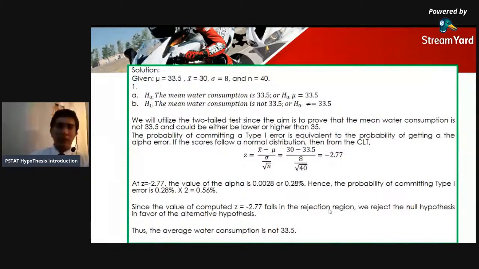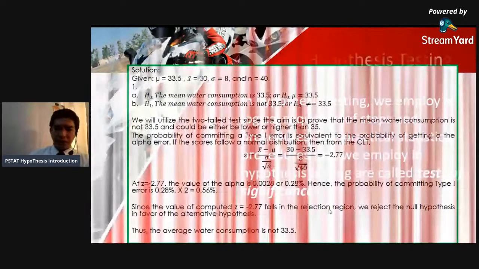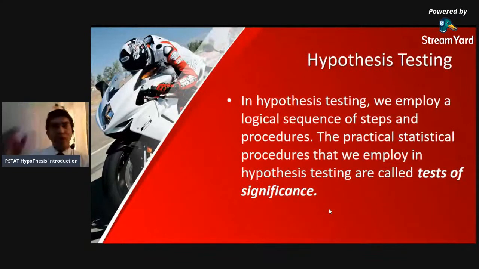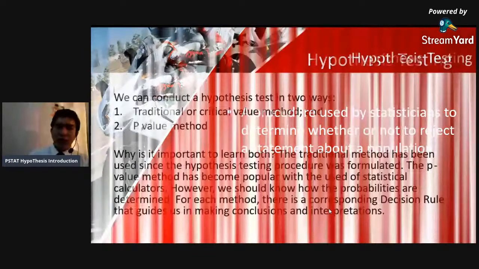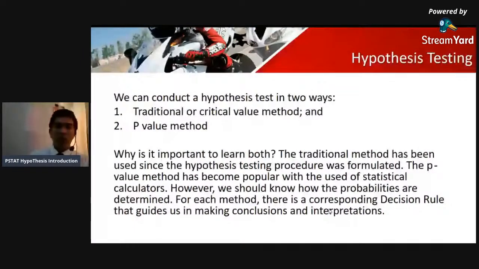In hypothesis testing, we employ a logical sequence of steps, which we call the test of significance. It is a procedure used by statisticians to determine whether or not to reject a statement about the population. We can do hypothesis testing in two ways: the traditional or critical value method and the p-value method. It's important to learn both. The traditional method has been used since the beginning of hypothesis testing. This is the very old process.